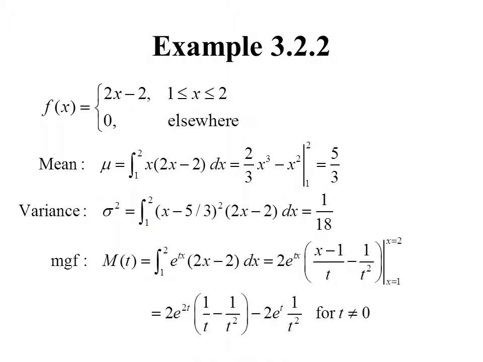Now the moment generating function is a little bit more complicated to calculate. By definition, we're going to take e to the tx times the PDF, integrate over the interval from 1 to 2. Here the variable of integration is x, so that means we treat t as a constant. Finding the antiderivative here is a little bit tricky. We may want to use integration by parts, but there's our antiderivative. We plug in our values of x, and here we get a formula for the moment generating function. So this could be done by hand, or it could be done using available software.